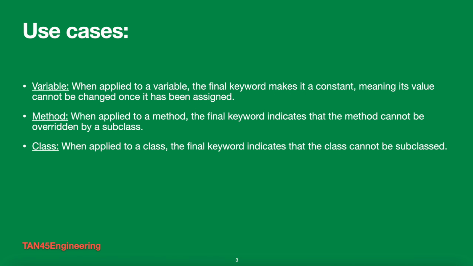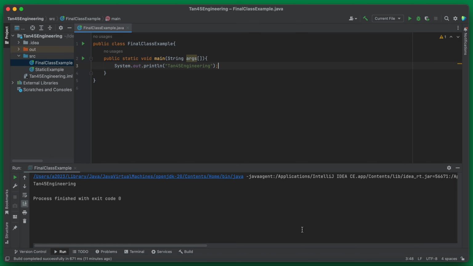When applied to a variable, the final keyword makes it a constant, meaning its value cannot be changed once it has been assigned, like we have the const keyword in C language. When applied to a method, the final keyword indicates that the method cannot be overridden by a subclass. We'll see that in the code example as well. And finally, when applied to a class, the final keyword indicates that the class cannot be subclassed. That means if the parent class has the final keyword, you cannot create a subclass out of it. Let's understand these things with code examples.